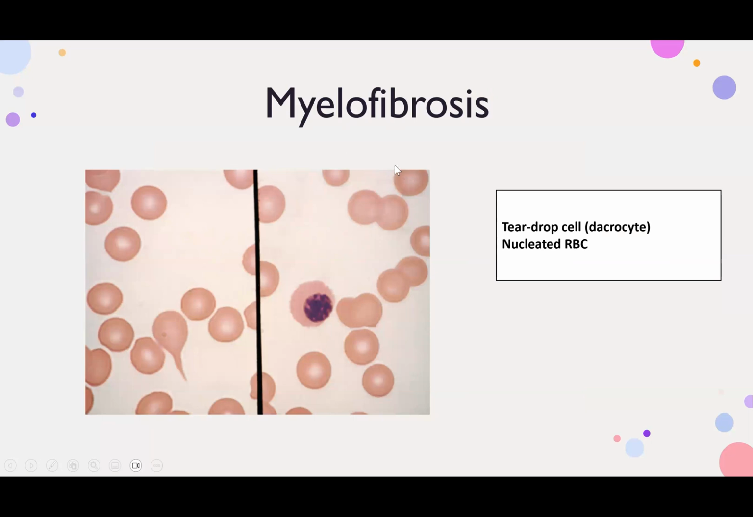Now, in myelofibrosis, you get teardrop cells, also called dacrocytes, which is a cell that mimics a teardrop. Okay, this is the dacrocyte or teardrop cell. This is very suggestive of myelofibrosis. In your exams, when you see teardrop cell, it's myelofibrosis. Now, also in myelofibrosis, you get nucleated RBCs.